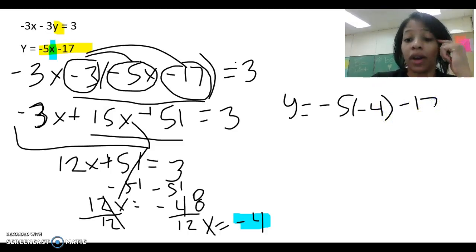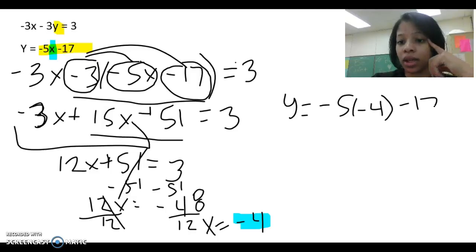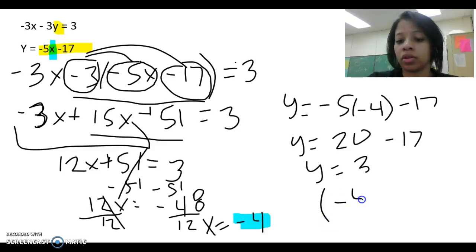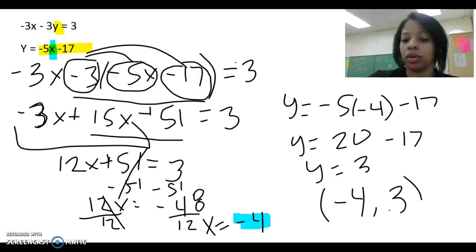So now negative 5 times negative 4. So negative times a negative is a positive, and 5 times 4 is 20. So it would be y equals positive 20 minus 17. So y equals, what's 20 minus 17? 3. So our coordinate point, you put your x first. So negative 4, comma, then your y, 3, would be your answer.